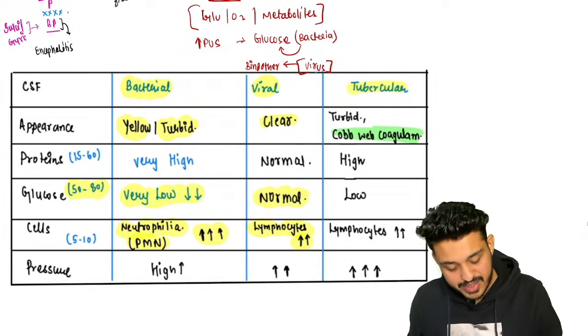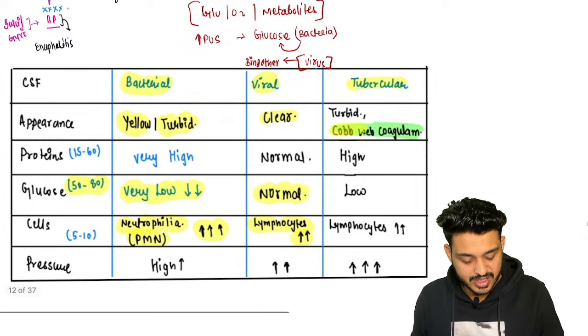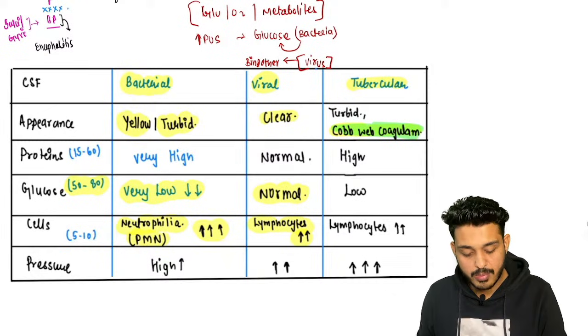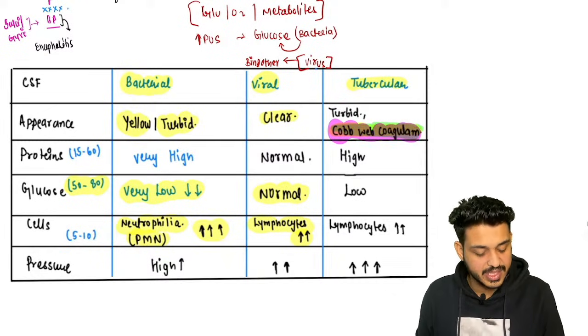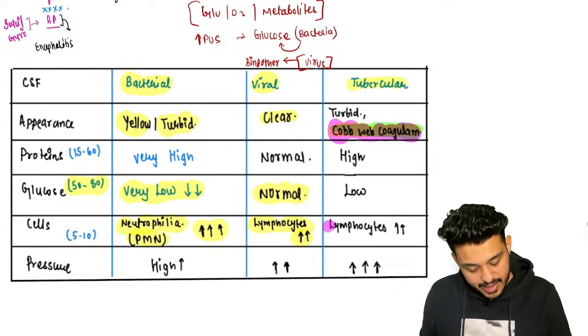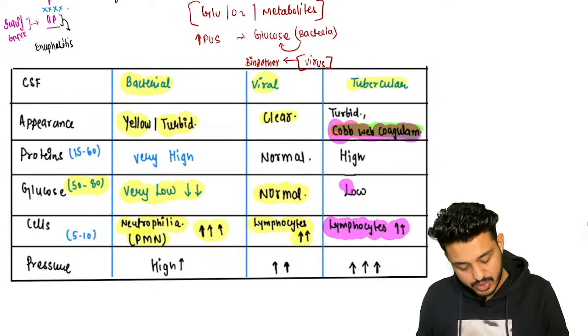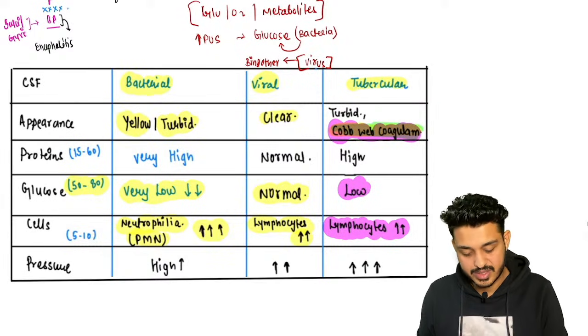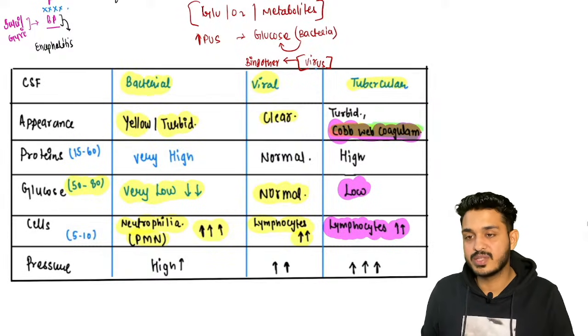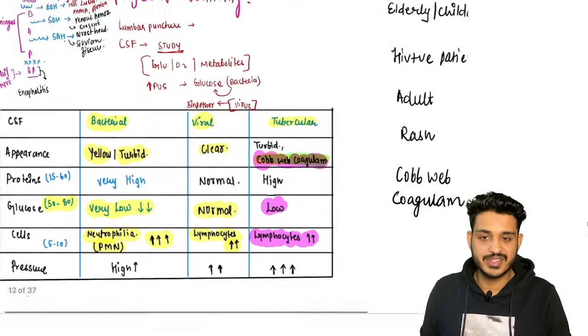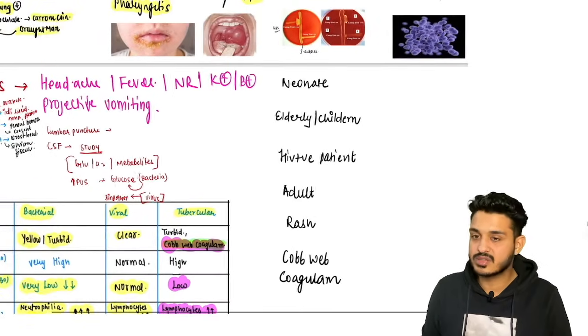In tubercular meningitis, what can happen? This produces a special appearance known as cobweb coagulum. This has been asked previously. Remember, it is a chronic process, so lymphocytes will increase, right? Glucose will be low since it is a bacterial infection. So this is what you need to remember: this is the picture of tubercular meningitis.